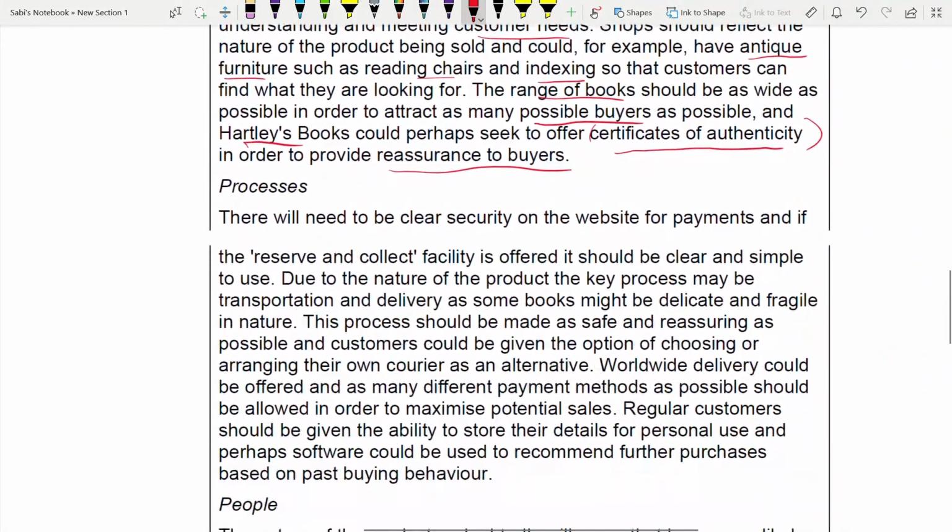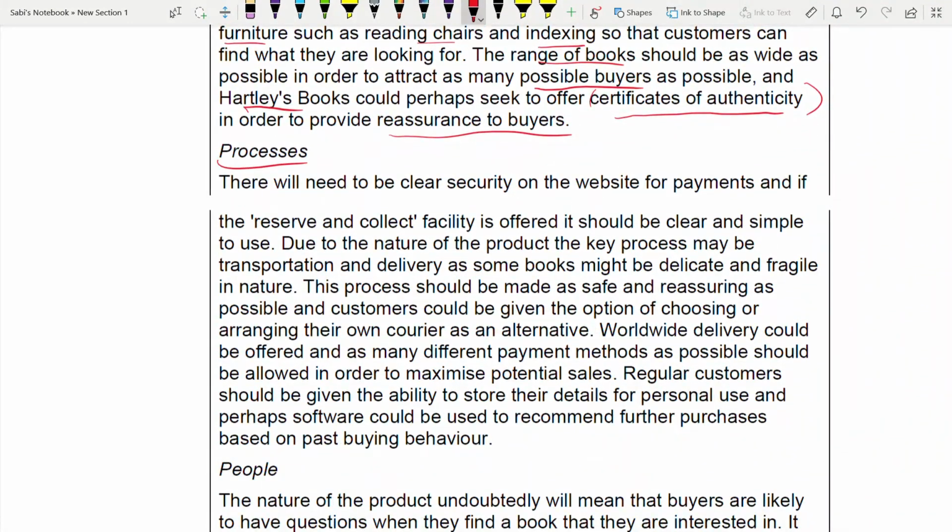Okay, now process. Process means when you have to make a payment online, because you are having an e-commerce website. So make sure that there's clear security for the payment on the website. If you are having a reserve and collect facility where you pay later, collect later, make sure this process is clear and simple. Don't make it very complicated.